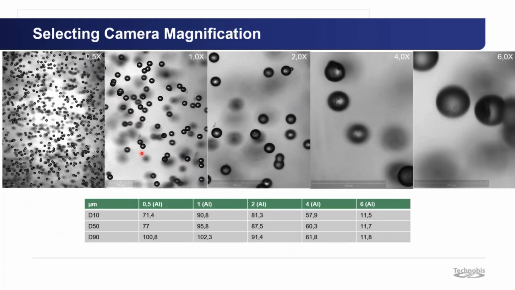So from this, for example, for the 100 microns, 0.5, 1, or 2 would be considered acceptable for an experiment consisting of 100 micron sized particles, where the 4 and the 6 times magnification might be inappropriate.